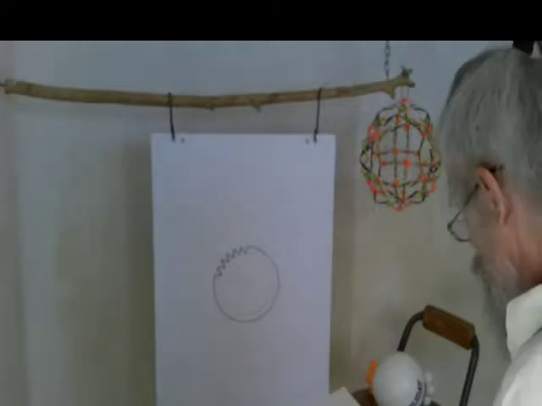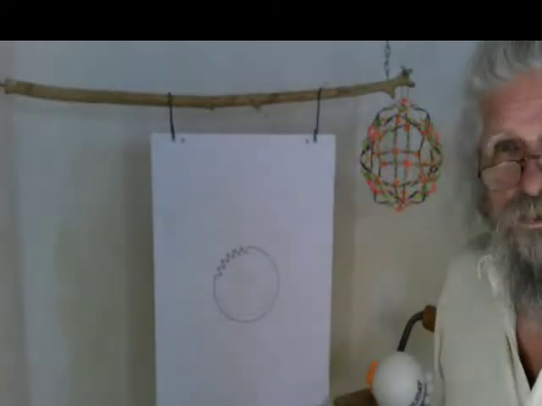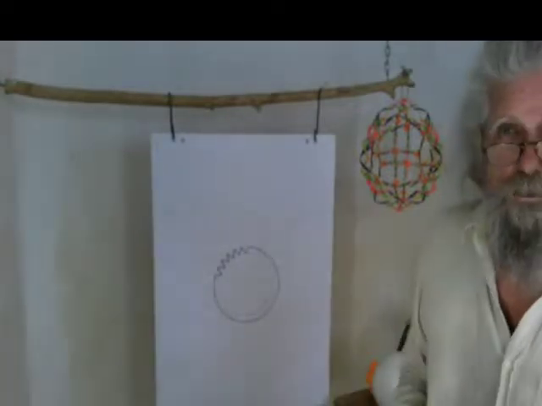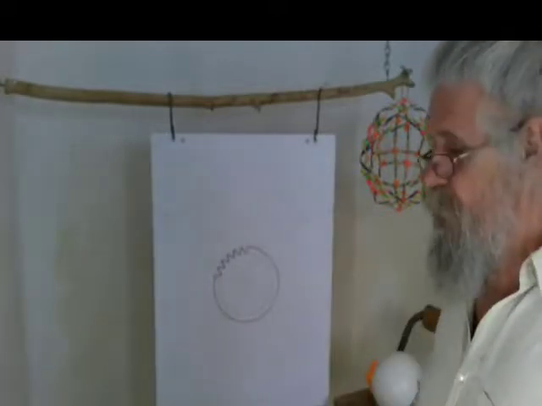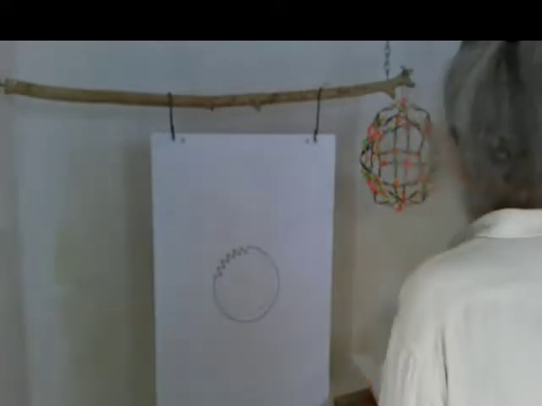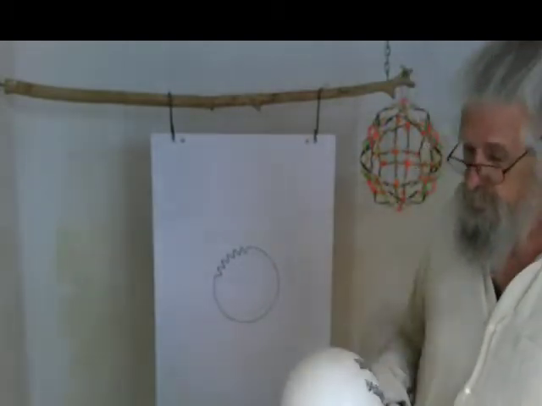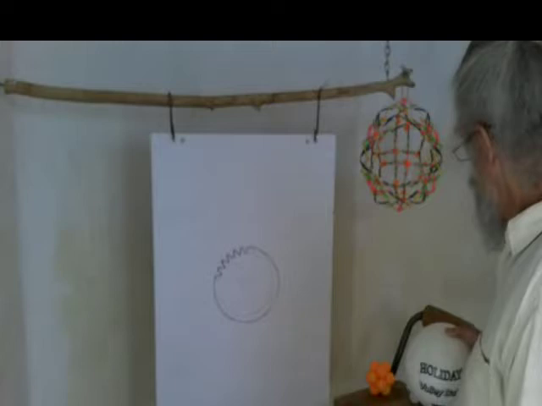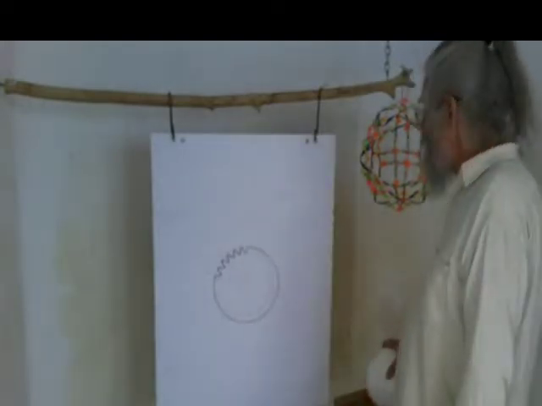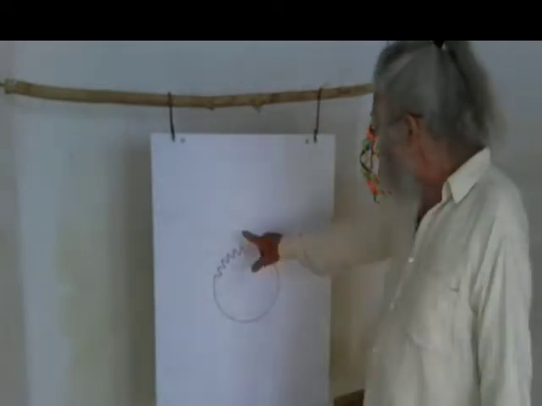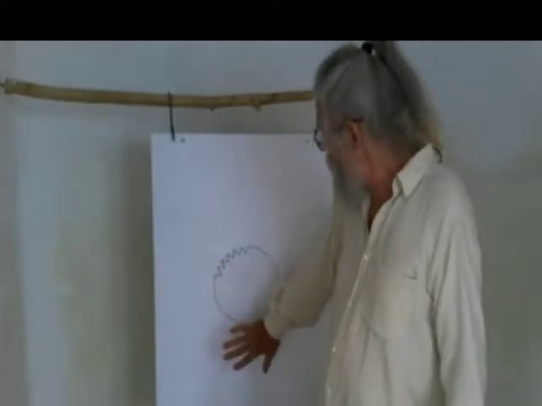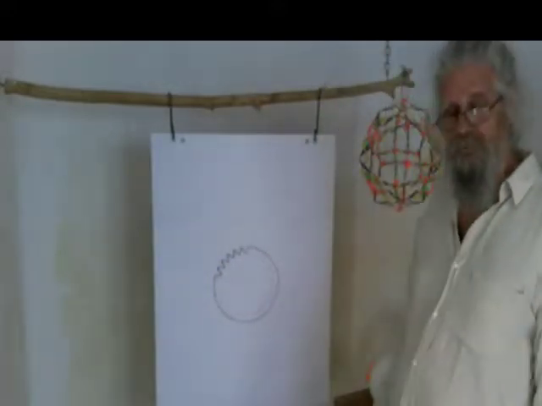Of course, the universe is a 3D surface on a 4D ball, as opposed to this, which is a 2D surface on a 3D ball, or this, which is a 1D surface on a 2D ball, circle.